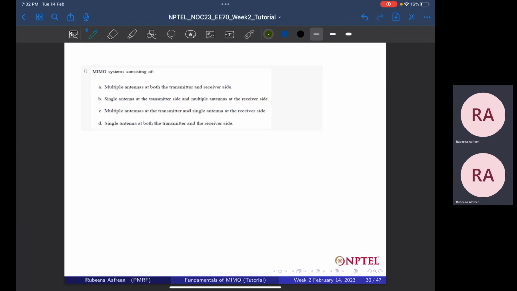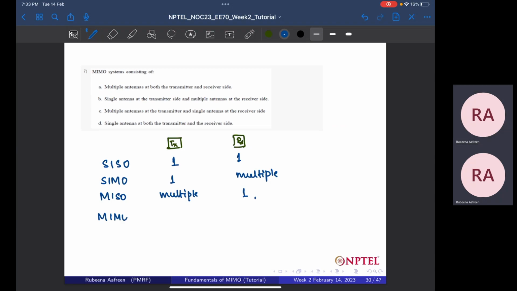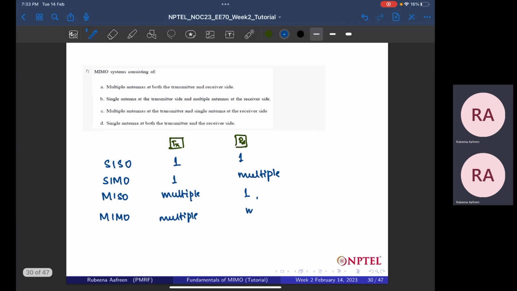The next question is very simple. MIMO system is consisting of... So we know that we have SISO system, that is single transmitter and single receiver. For SISO, we have one transmitter and one receiver. Then we have SIMO, that is single at transmitter and multiple at receiver. It's not two, this should be multiple. Then we have MISO system that has multiple transmitter antennas and a single receiver antenna. Then we have MIMO system that has multiple transmitting antennas and multiple receiver antennas. So here the answer would be multiple antennas at both transmitting and receiving side.